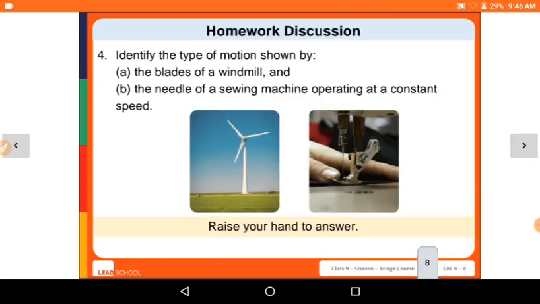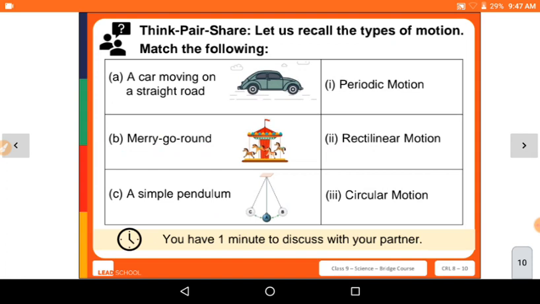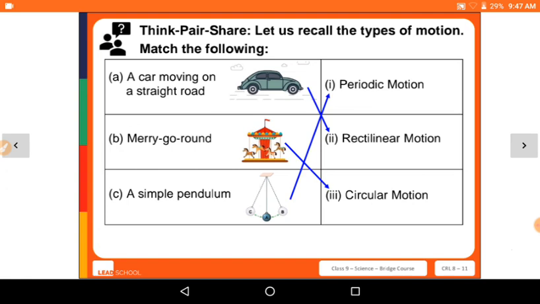Identify the type of motion shown by first, the blade of a windmill, and second, the needle of a sewing machine operating at a constant speed. The blade of a windmill shows circular motion and the needle of a sewing machine shows periodic motion. Let us recall some types of motion and match the following. Write this also in your notebook. A car moving on a straight road. Which motion does it follow? Rectilinear motion. Merry-go-round. Which motion does this follow? Circular motion. A simple pendulum. Which motion does it follow? Periodic motion. So write all these things in your homework.